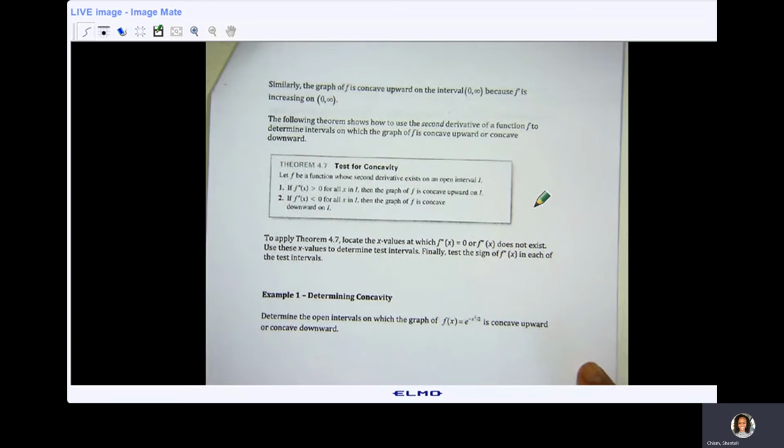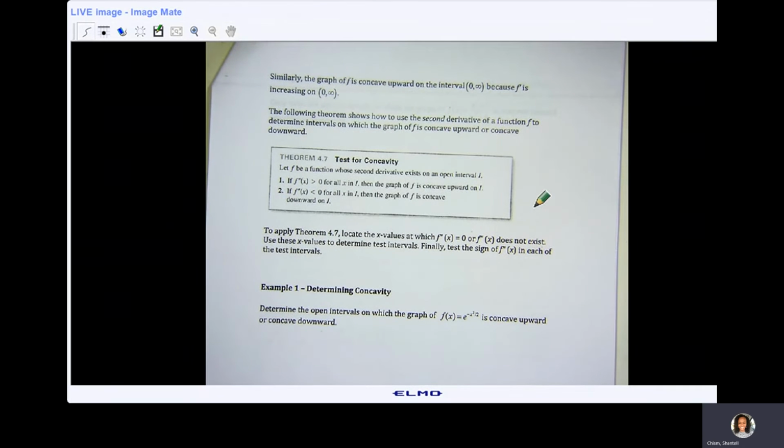All right, so we've got some tests for concavity, which we're going to look at, with some examples in just a little bit. The following theorem shows how to use the second derivative of a function f to determine intervals on which the graph of f is concave upward or concave downward.